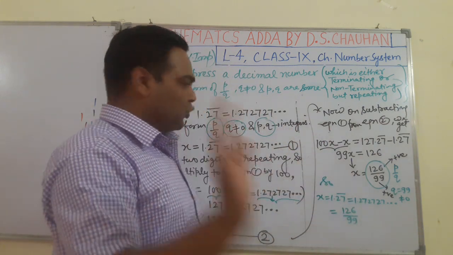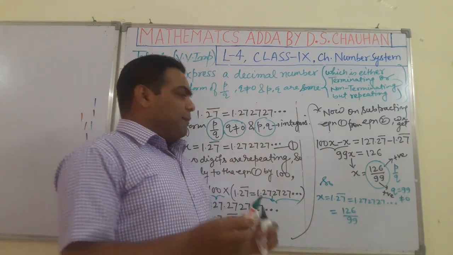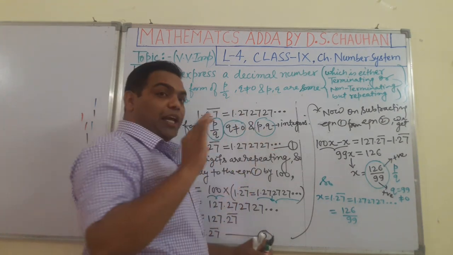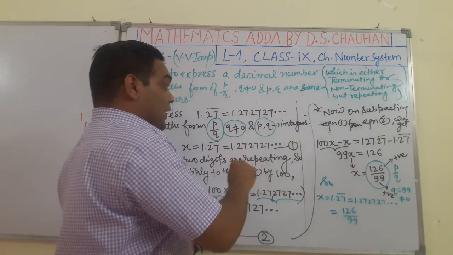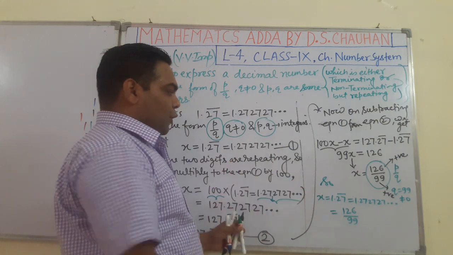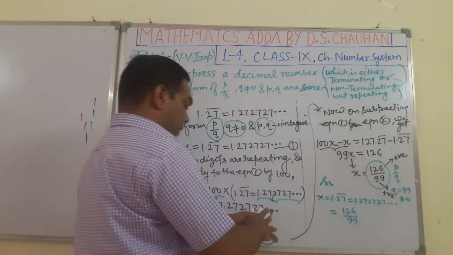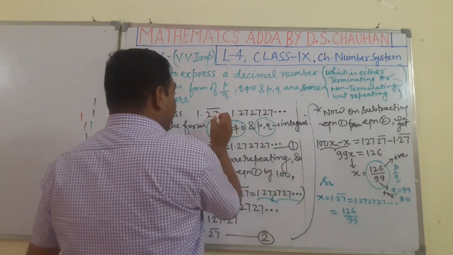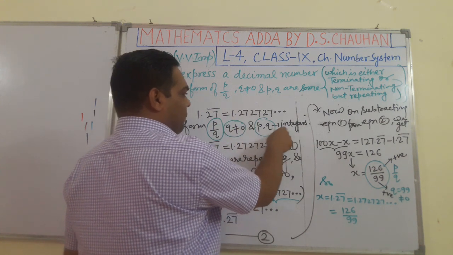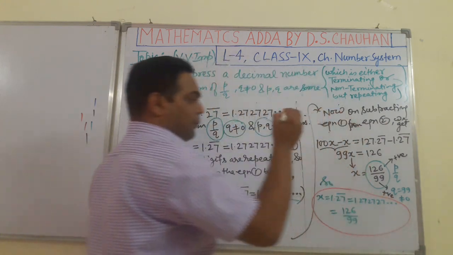No need to simplify, students, you only have to convert it into the form of p by q. Always remember, whatever is asked in the question, give your answer according to the demand of the question, and do not try to explain by yourself. In this way, we have expressed 1.27 bar in the form of p by q, where q is not equal to 0 and p and q are integers. This is the answer in front of you.